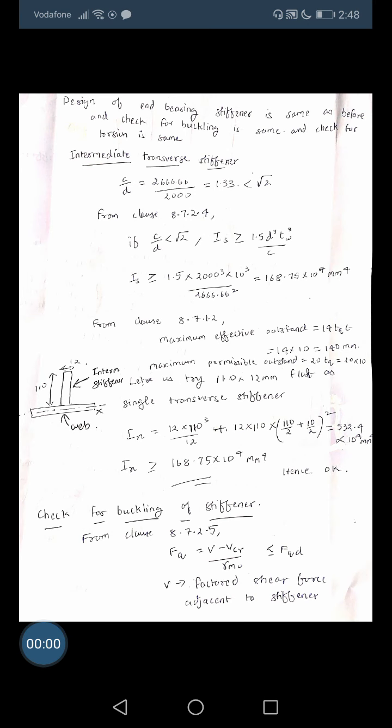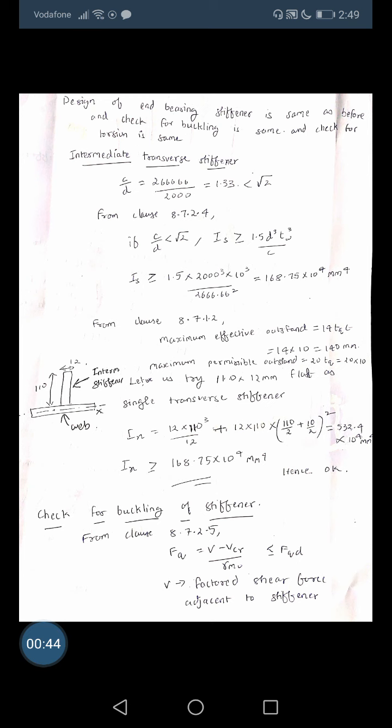In our case, C by D value comes out to be 1.33, which is less than square root of 2. So square root of 2 value is 1.414. So the actual C by D value is less than square root of 2. Hence, from clause 8.7.2.4, the value of IS has to be greater than 1.5 d cube tw cube by c square. So substituting all these terms, you will get IS value as 168.75 into 10 power 4.